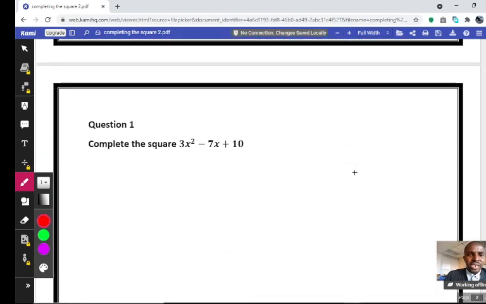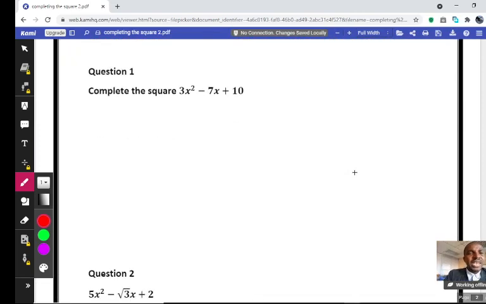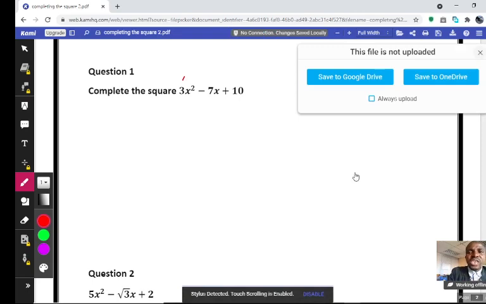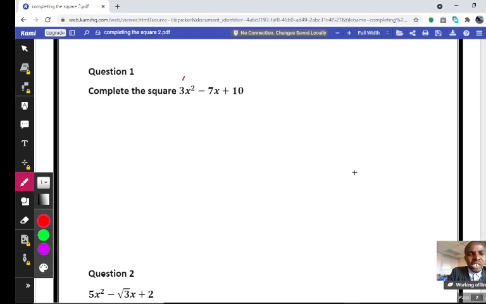Question number 1, as you can see on your screen, says complete the square: 3x squared minus 7x plus 10. The coefficient of x squared is no longer 1, it's 3. So if the coefficient of x squared is 3, what do you do? You factor it out first, so that the coefficient must always be 1. Please take note, the coefficient of x squared must always be 1.